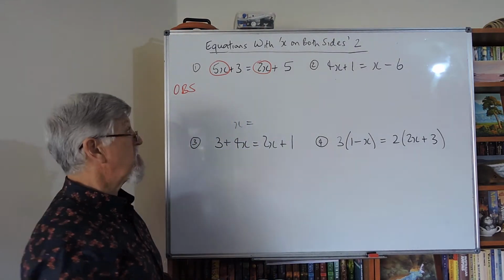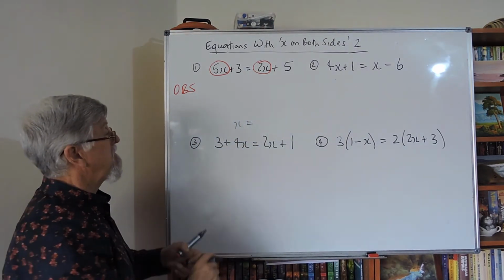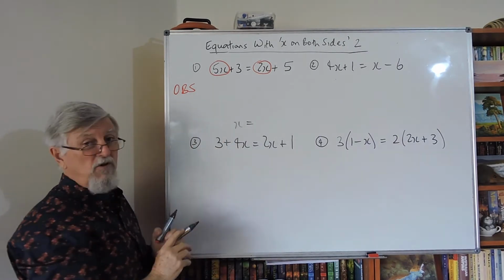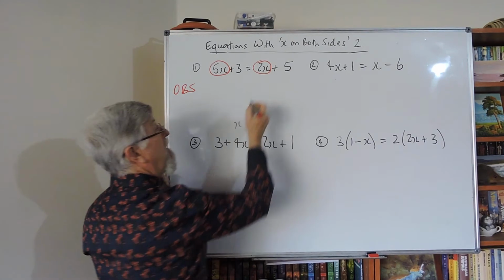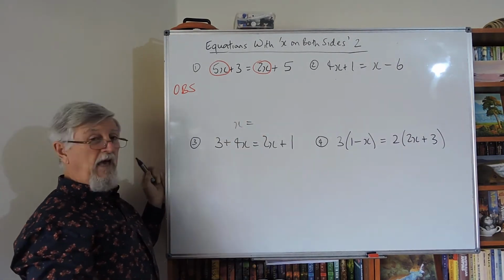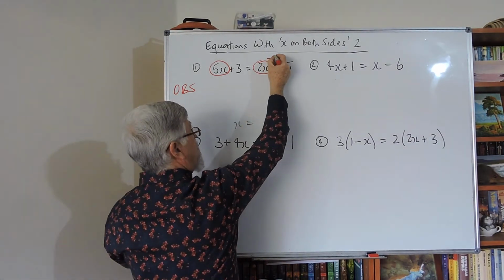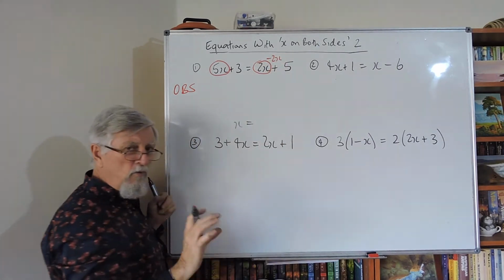But for those of you who want to just accept what I'm going to say at the moment, get rid of the X on the right hand side. How can I get rid of a 2X though? They're joined together. I can't just remove the X. If I take 2X from that side, I get that whole term removed.